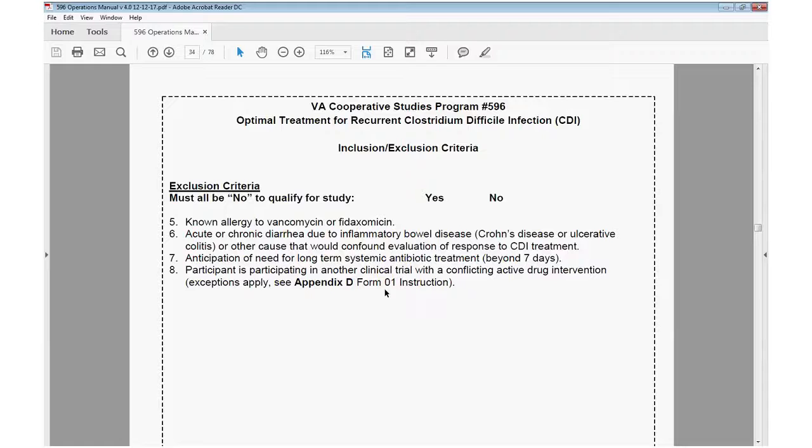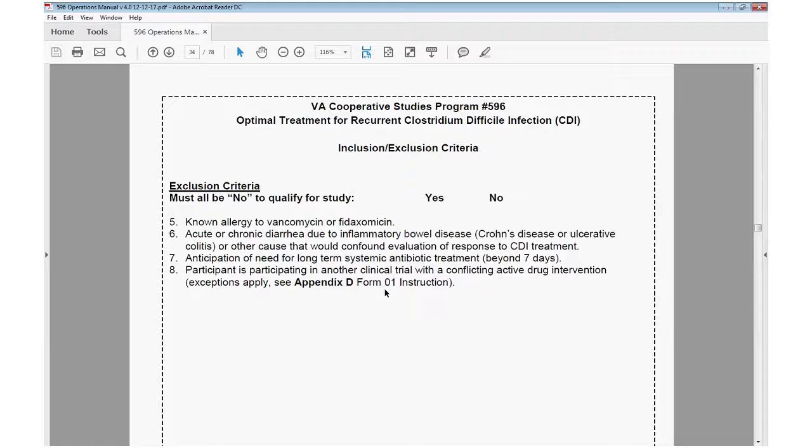Acute or chronic diarrhea due to inflammatory bowel disease or other cause that would confound the evaluation and response for CDI treatment. If we cannot tell whether they are showing improvement, then we are not able to have them participate.